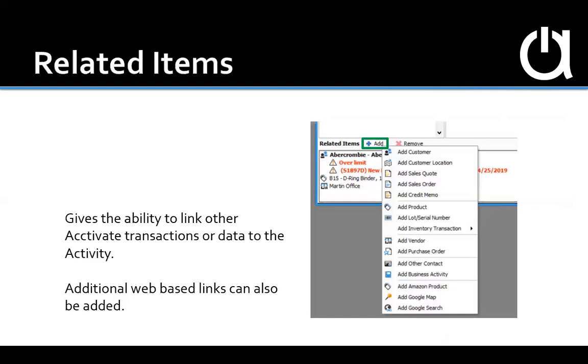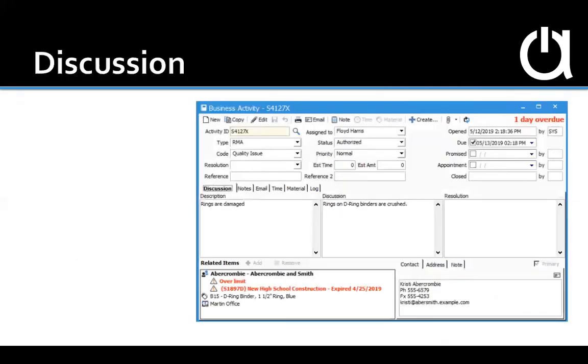You can also add additional web-based links. So if you have an eBay store and you want to add the link for the eBay item listing, you can absolutely add the web-based link down at the bottom. My particular examples in my demo company are adding the Amazon product, adding a Google map, or a Google search. The discussion tab is where most of the information related to the activity is going to go.